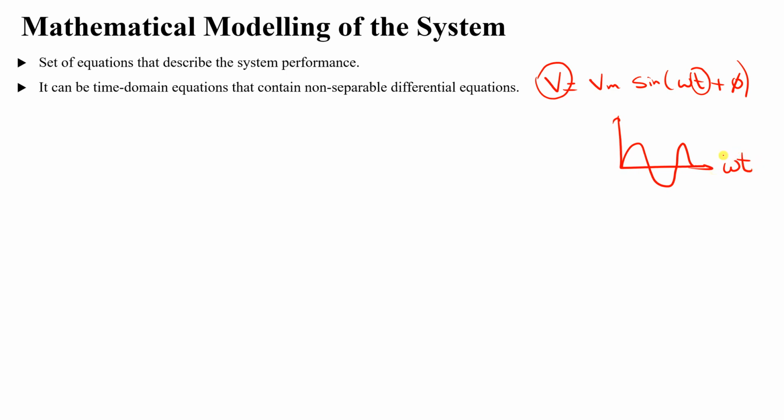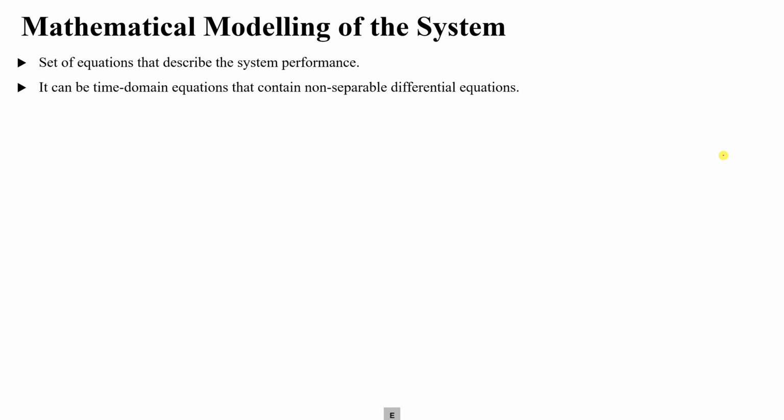Okay, now you will find that in systems, we usually have non-separable differential equations. What does this even mean? It means that in these differential equations, I cannot separate the input from the output. An example for this, you have here y dot. Here we have y is our output and x is our input.